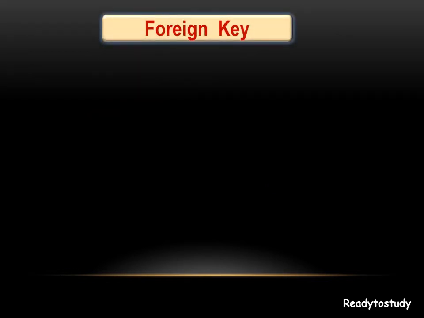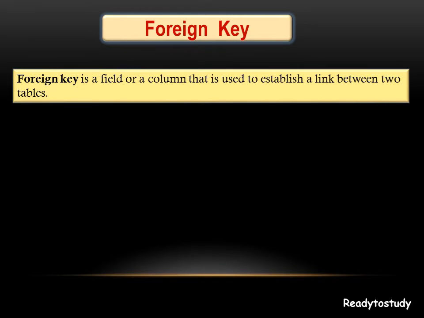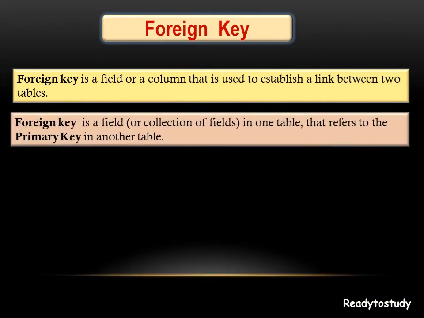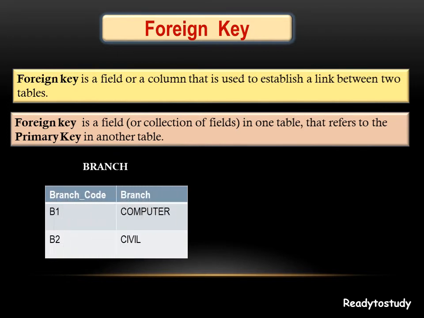Now the second concept is the foreign key. A foreign key is a field or a column that is used to establish a link between two tables. It is a field in one table that refers to the primary key in another table.